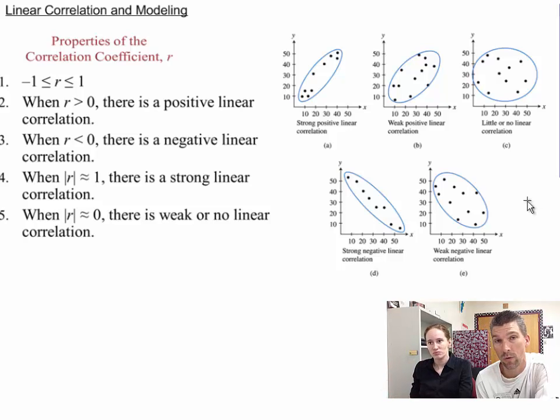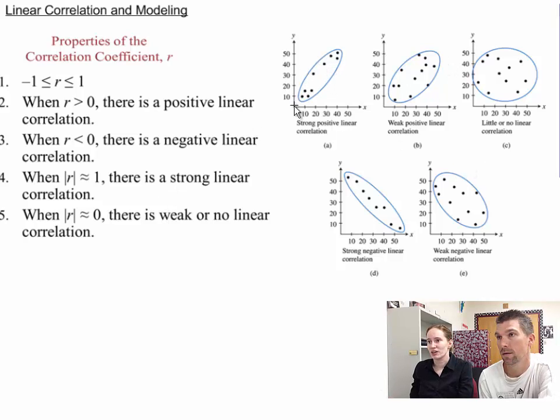The closer to 1 or -1 your R value is, the stronger the correlation, with 1 and -1 being perfect fits. If it's a positive number, there's a positive linear correlation. If it's a negative number, it's a negative linear correlation. If it's close to 1, it's strong, or -1, because it has absolute value there. The closer it gets to 0, the weaker. If it is like 0.00001, there's basically no linear correlation. So we've got these pictures here as examples.